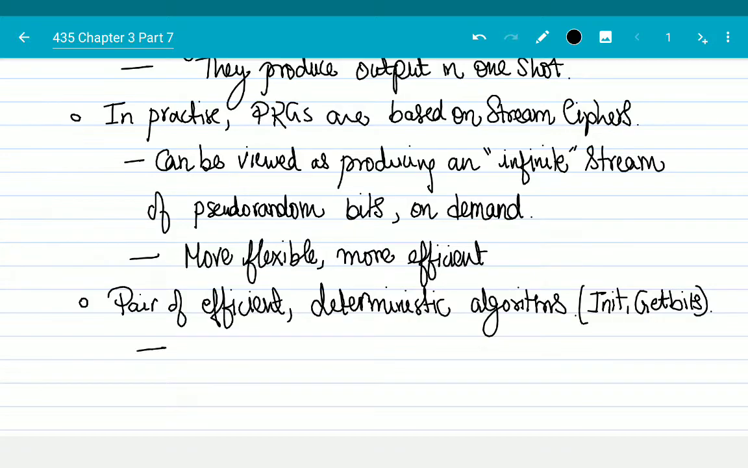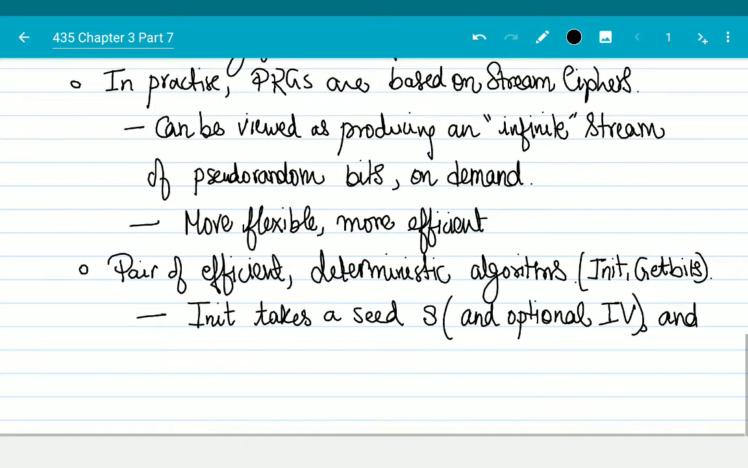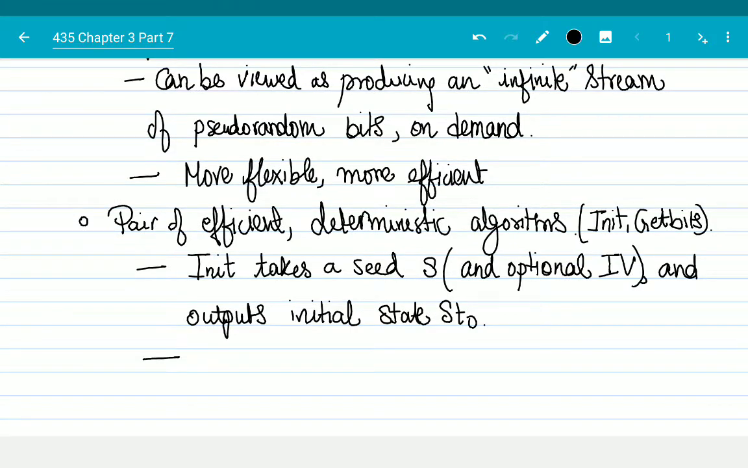Okay, and init takes a seed S, and an optional initialization vector, and outputs a state, which is the initial state, st0. Okay, what does get bits do?